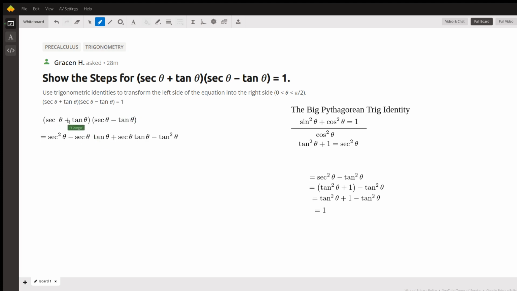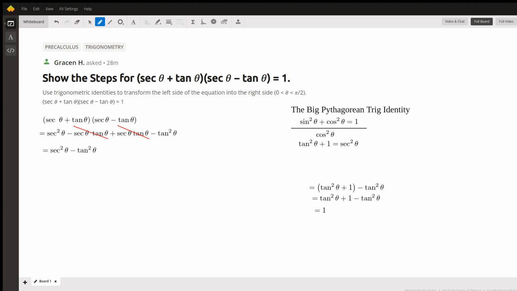Then tangent times the secant, which you can write as secant tangent because you can switch them because of the commutative property of multiplication. And then positive tangent of theta and negative tangent of theta give you negative tangent squared when multiplied. So these two terms are going to cancel out, which is nice. They just go away. Let's make it red. So this cancels out, and this cancels out, giving us secant squared of theta minus tangent squared of theta.